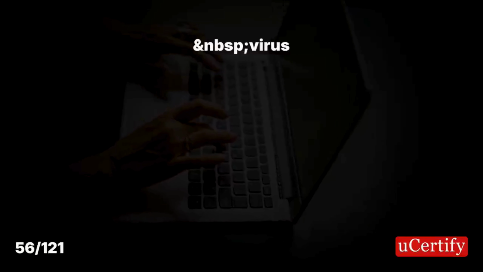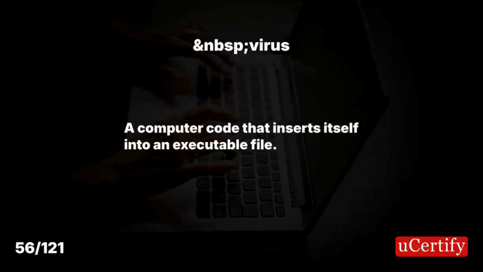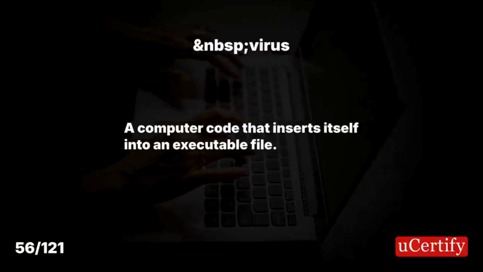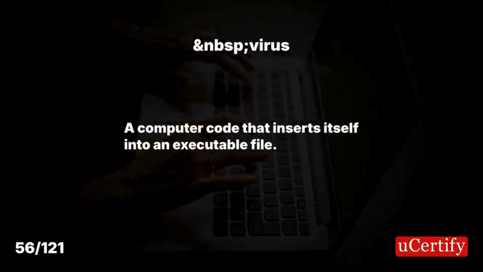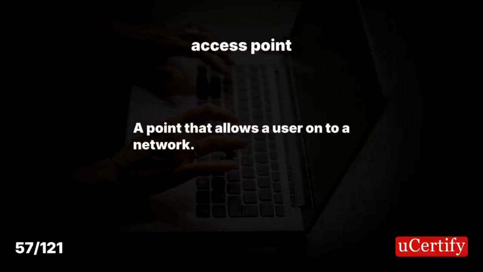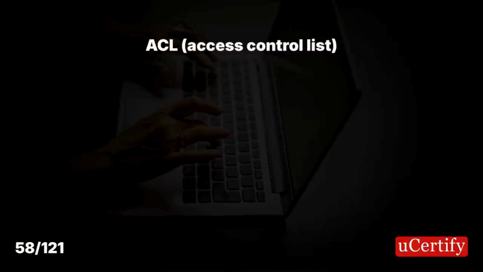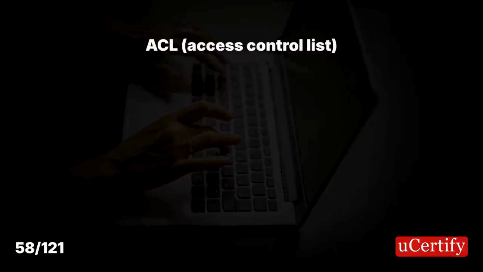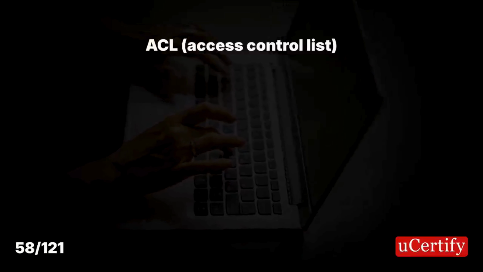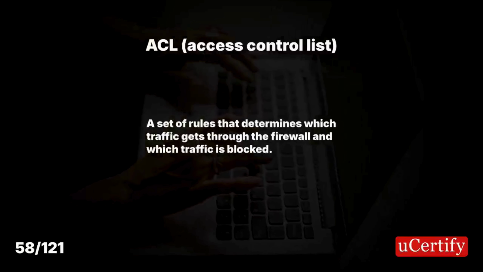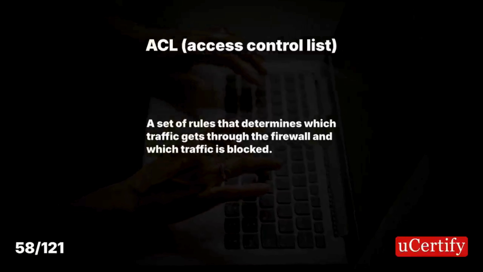Term: virus. Definition: a computer code that inserts itself into an executable file. Term: access point. Definition: a point that allows a user onto a network. Term: ACL, access control list. Definition: a set of rules that determines which traffic gets through the firewall and which traffic is blocked.